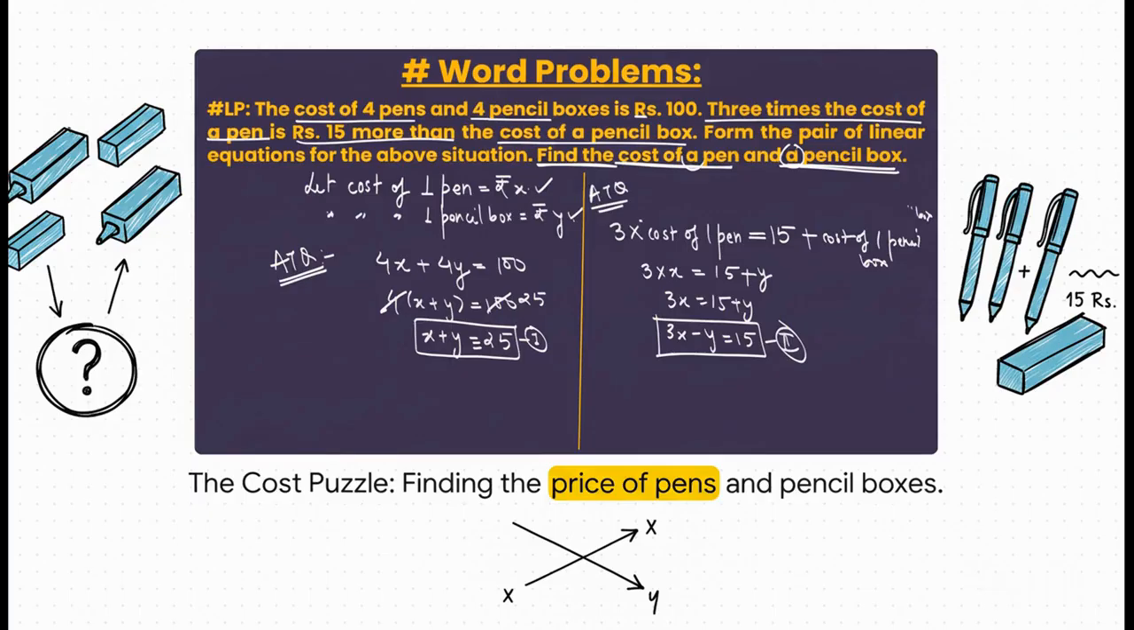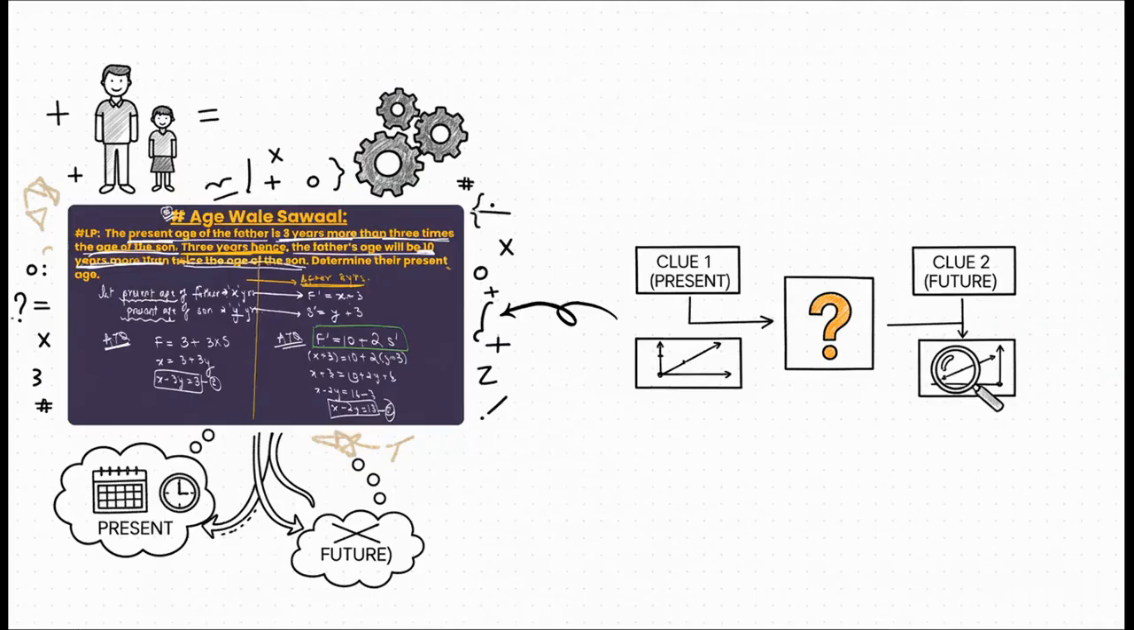The second clue? 3 times the cost of a pen is 15 more than a pencil box. That becomes our second equation. 3x equals y plus 15. And boom, you've got 2 equations. From here, you can just use substitution or elimination to find the exact price of a pen and a pencil box. How about an age riddle?